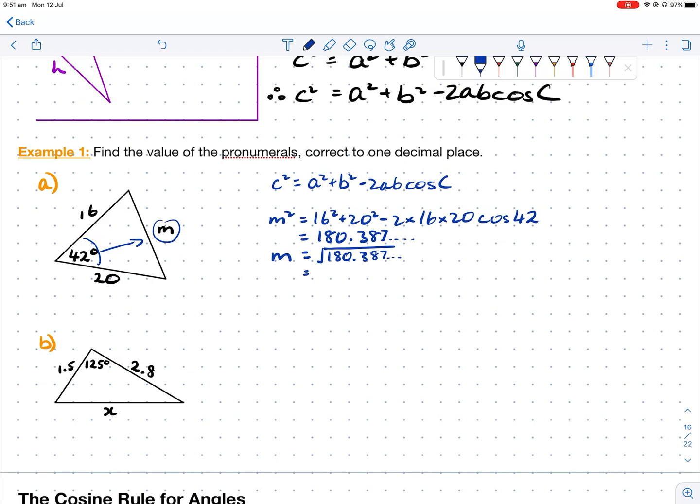So then when we calculate that, it's 13.43. So depending on how much we wanted, we wanted one decimal place, so that's going to be 13.4, whatever units we were using.